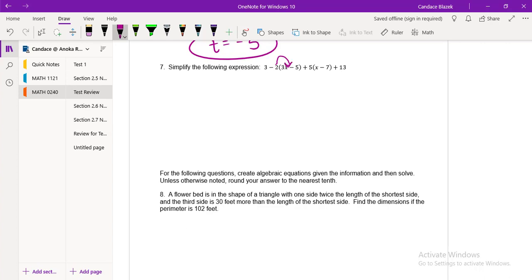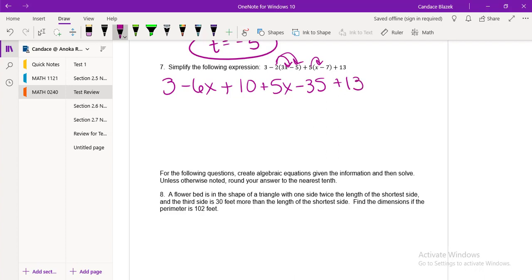And to do that, I'm going to distribute the -2. So we have 3, and then -2 times 3x is -6x. -2 times -5 is +10. I then have this 5 that I have to multiply through, distribute through that x minus 7. So I have 5 times x is plus 5x. And a positive 5 times a -7 is minus 35. And then bring along the 13.